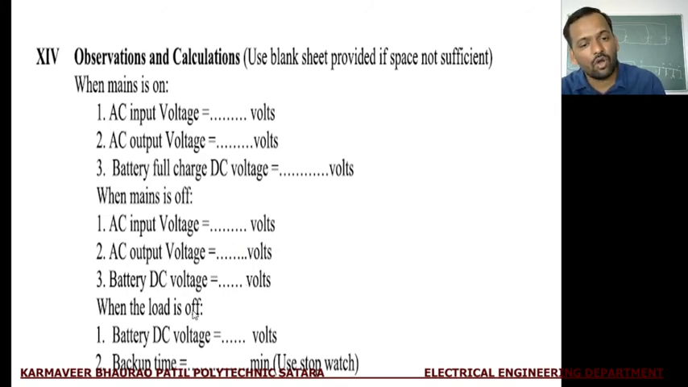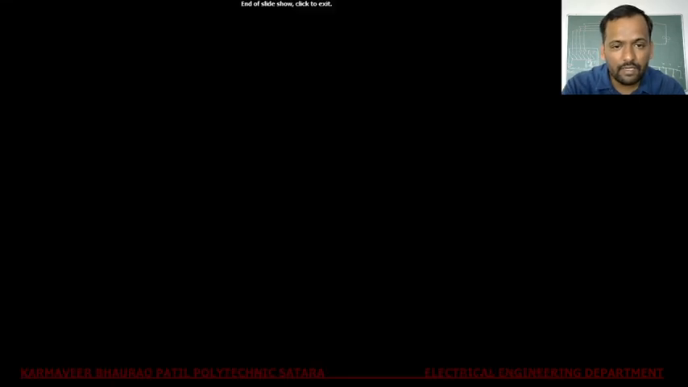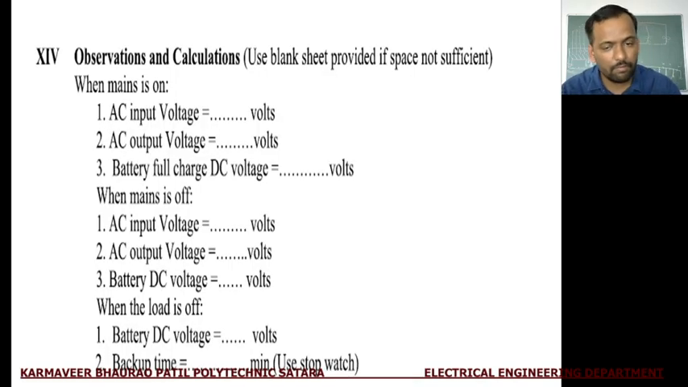And when load is off, meaning if we have connected fans or a computer to the UPS and we switch that load off, then we take readings of the battery DC voltage. This is the simple experiment to check the performance of the UPS. We will see this UPS in our laboratory. In our laboratory, the UPS available is an online UPS.